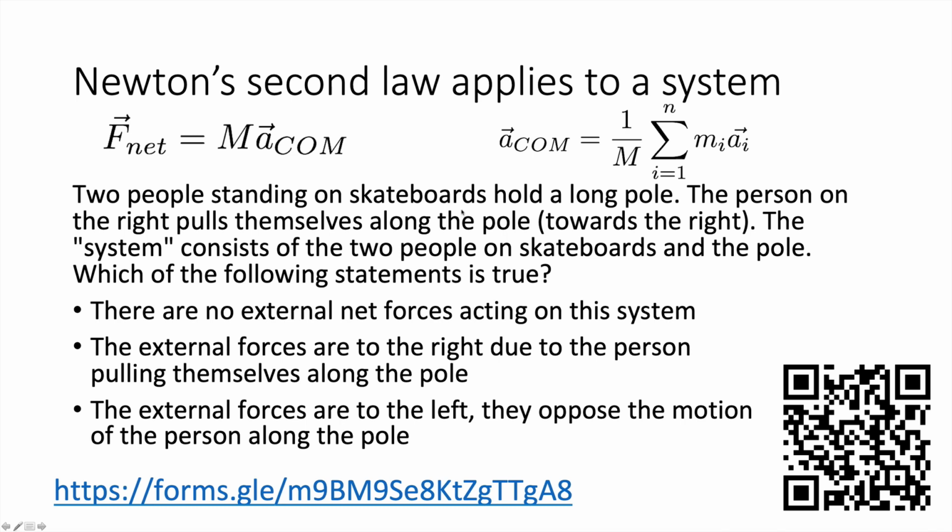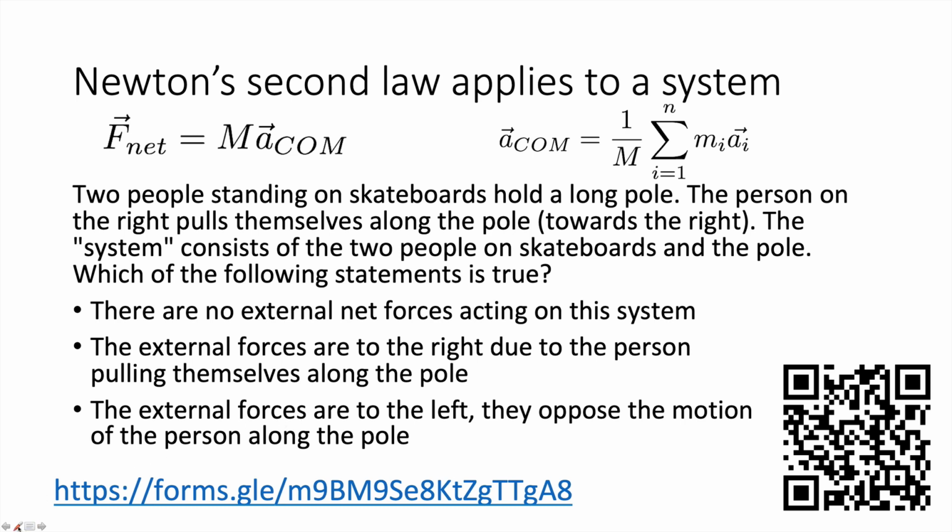So to think about how we can use this, imagine two people standing on skateboards holding a long pole. The person on the right pulls themselves along the pole towards the right, and the system consists of the two people on the skateboards and the pole. So which of the following statements is true? There are no external net forces acting on the system, or the external forces are to the right due to the person pulling themselves along the pole, or the external forces are to the left, they oppose the motion of the person along the pole.